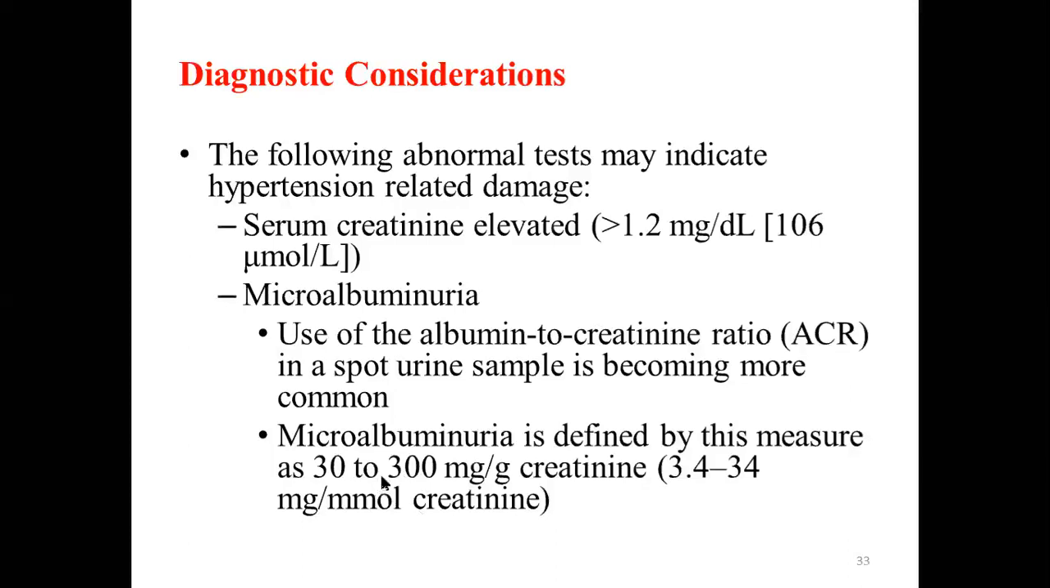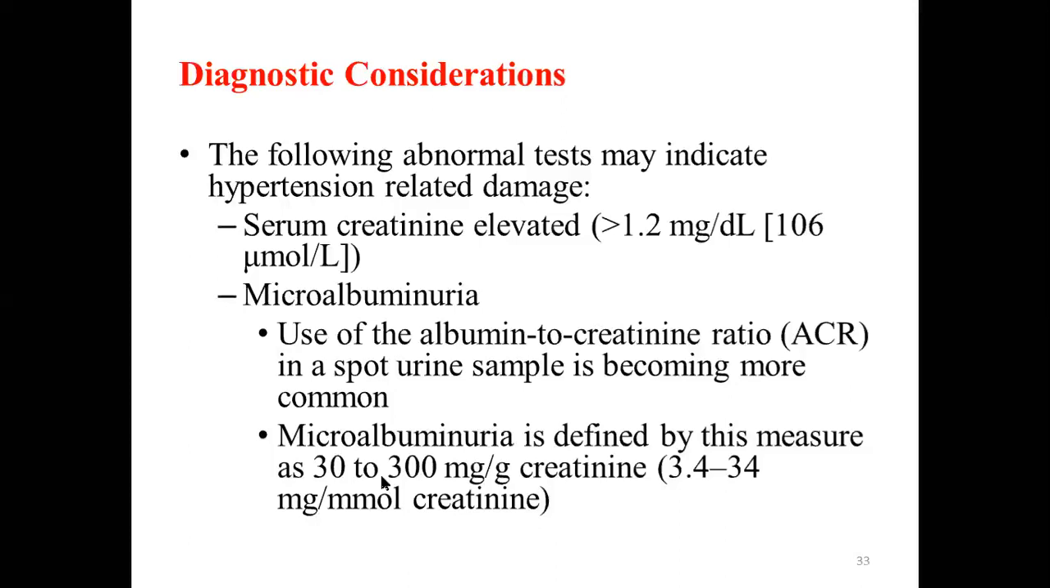So this is actually a ratio. If you see the protein level between 30 to 300, this is known as microalbuminuria. If the albumin level is above 300 milligram in the urine sample, we can say it is macroalbuminuria. So there is a significant loss of protein in the urine. Sometimes we can use albumin to creatinine ratio in a spot urine sample, which is becoming very common nowadays. So you look at the albumin creatinine ratio.